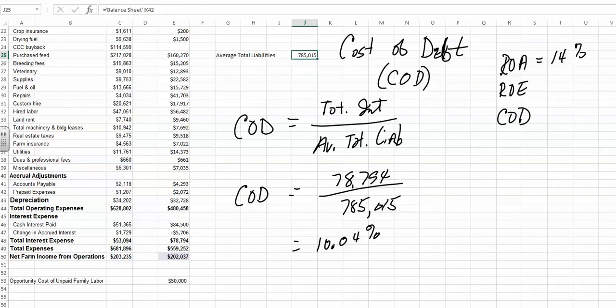Okay? Now I want you to remember when we calculated these numbers in other videos, return on assets was 14%. The return on equity was a little over 17%. And the cost of debt now is just a little over 10%. Now I'm rounding these numbers just for convenience.